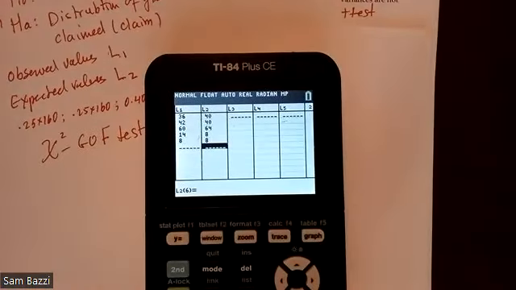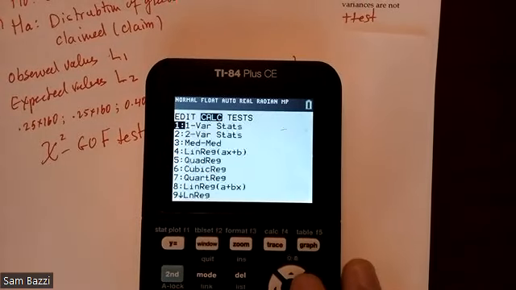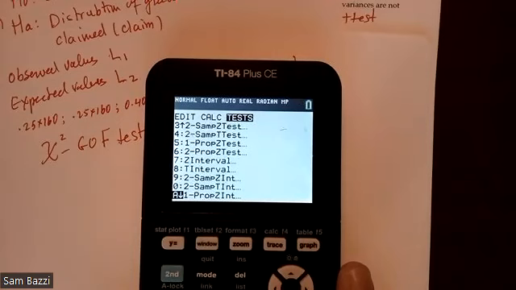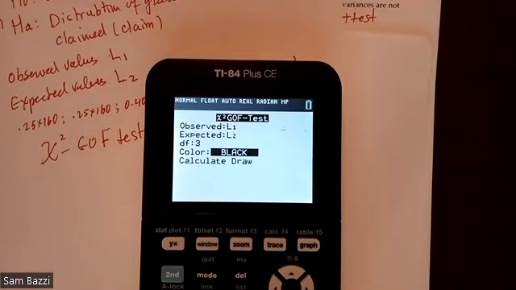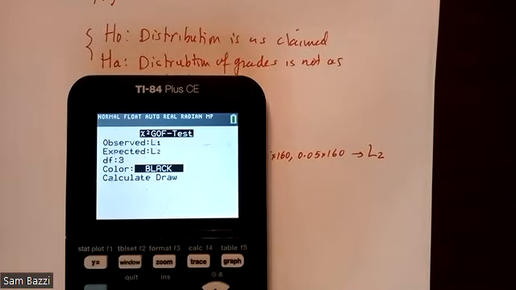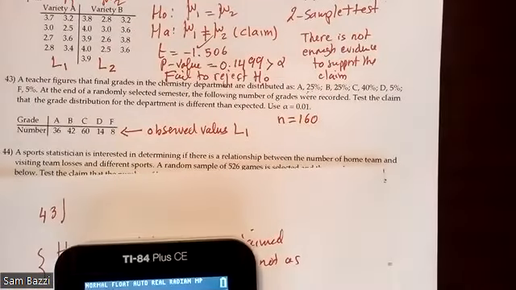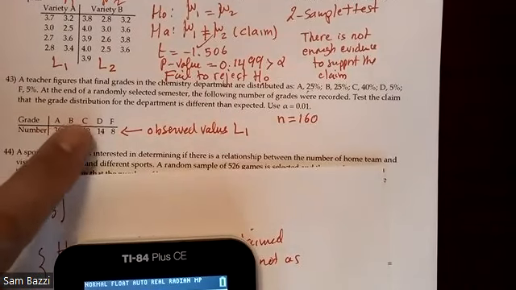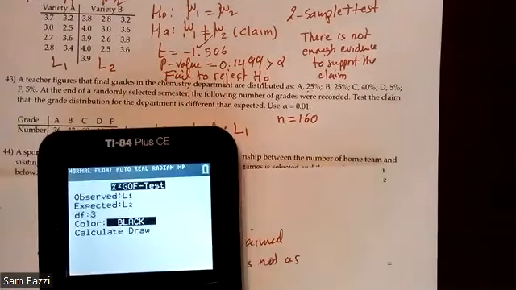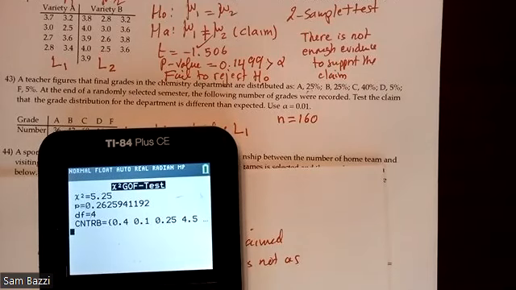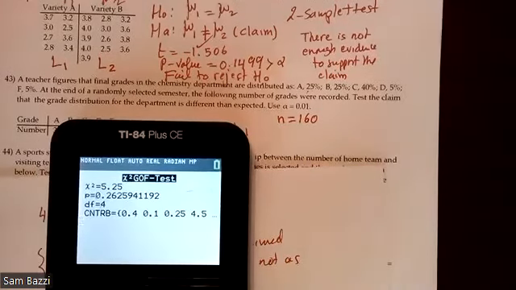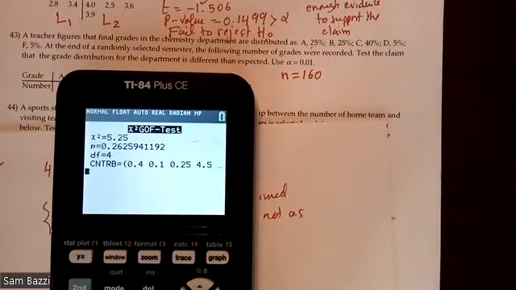I'm going to show you how to run the test. Stat, test, scroll down, and it's called goodness of fit test. There you go, right here. It's asking you, are the observed values in L1? You say, yes, they are. Expected values in L2, yes. And now let me tell you what the degrees of freedom is. Degrees of freedom is number of categories minus 1. How many categories do we have here? 1, 2, 3, 4, 5. Minus 1, we'll just put 4. Calculate. And here we go. That's the test statistic, guys, 5.25, and the p-value is 0.2626.